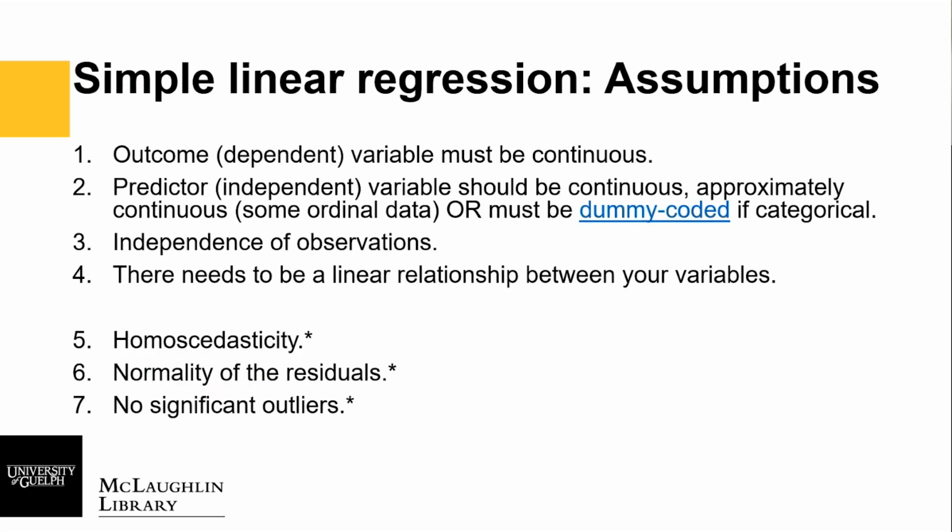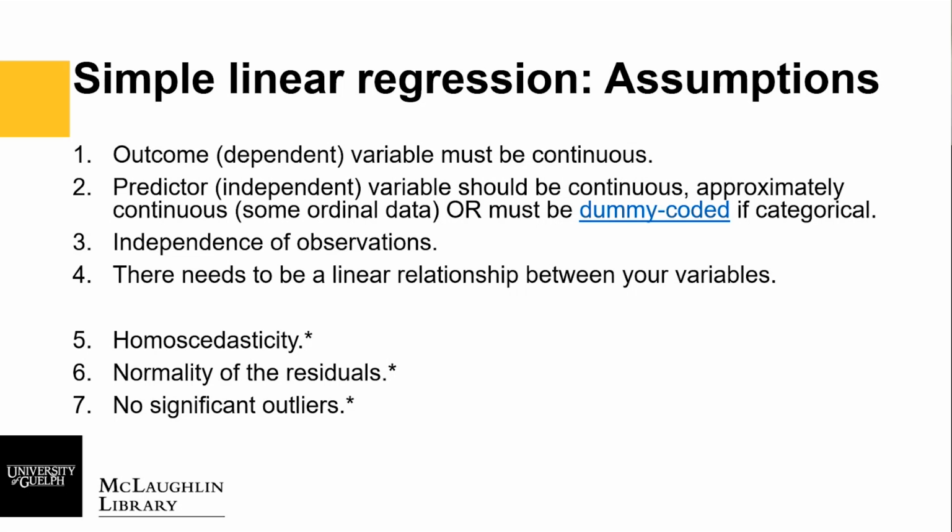What are the assumptions of a simple linear regression? We have 7, and we're going to cover all of them today. The first is that your outcome or dependent variable must be continuous. The second is that your predictor or independent variable should be continuous, approximately continuous, which is some ordinal data if you do some data wrangling, or it must be dummy coded if you've got a categorical variable. The third assumption is independence of observations. The fourth assumption is there needs to be a linear relationship between your variables. This is sometimes called linearity.